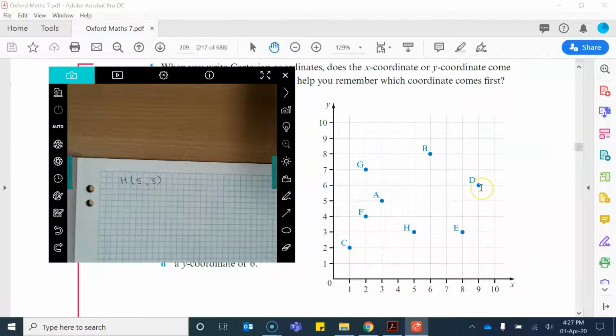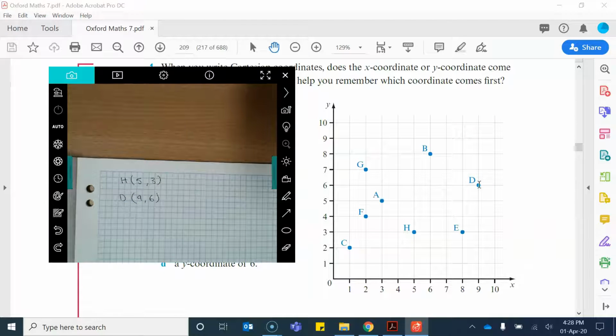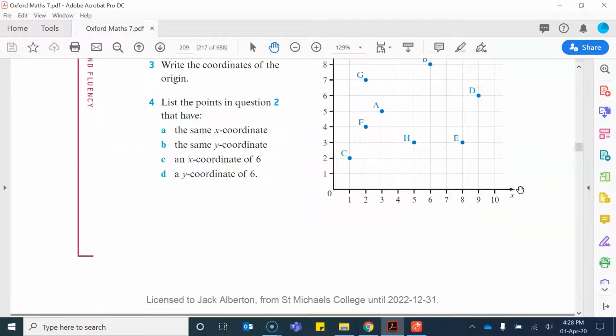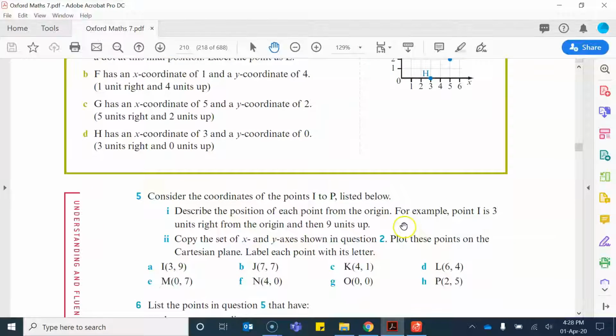Or if I wanted to do D, again I'd label the point D. I open a bracket, I look at how many spots to the right it is on the x-axis. In this situation it's 9 across and it's 6 up, therefore the coordinate would be 9, 6. So we should be familiar with that at this stage. Now remember, we looked at the different quadrants. All of these questions at the moment are only focusing on quadrant 1, where both the x values and the y values are positive, and depending on which quadrant we are in, sometimes the x values may be negative or the y values may be negative.